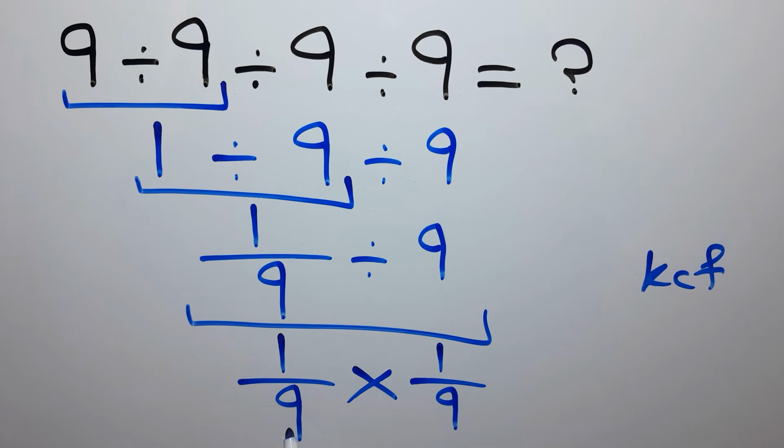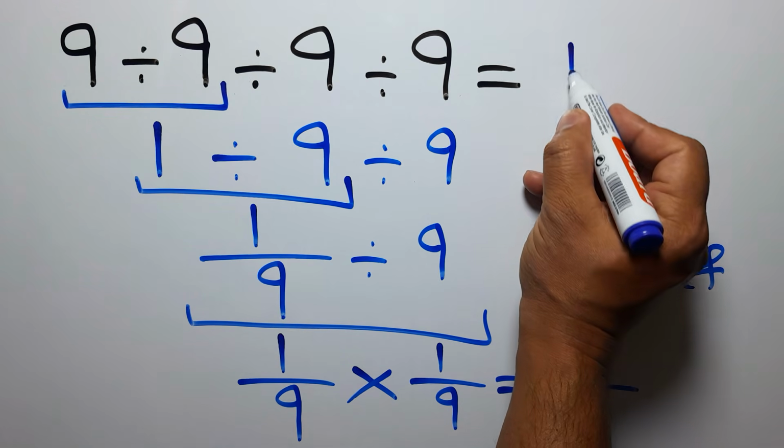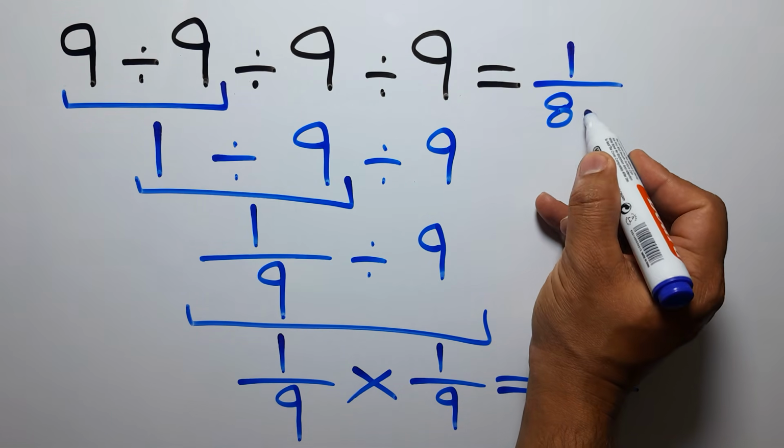So 1 over 9 times 1 over 9, which equals 1 times 1 gives us 1. So 1 over 9 times 9 gives us 81. So 1 over 81. And this is our final answer to this problem. The correct answer is 1 over 81.